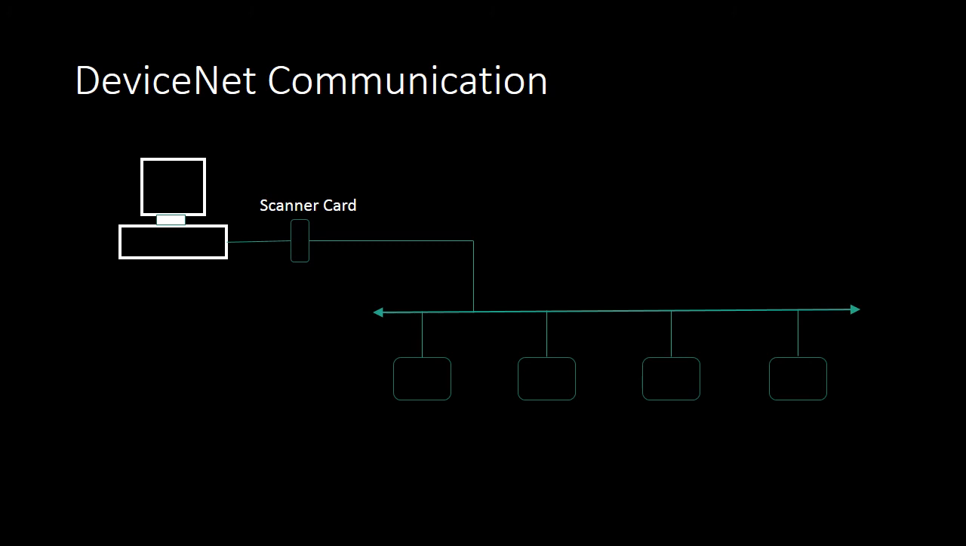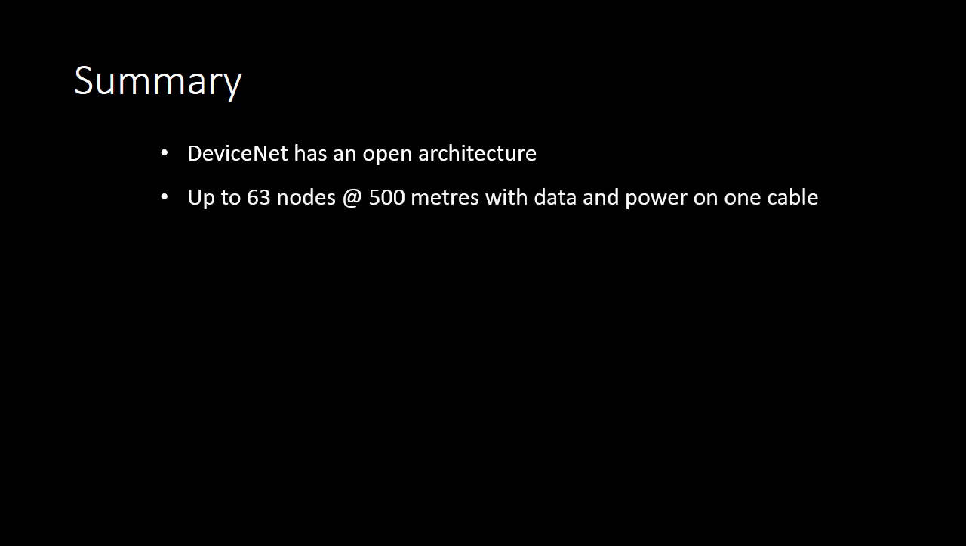DeviceNet is primarily a point-to-point message model using a simplified I/O message type, very common in control applications. The advantage of this is that devices with limited resources, like an 8-bit processor, can run the protocol. DeviceNet has an open architecture, which means that any DeviceNet product can plug into any DeviceNet network and have a common software interface and configuration. A single network can have 63 nodes up to 500 meters long with data and power in one cable.